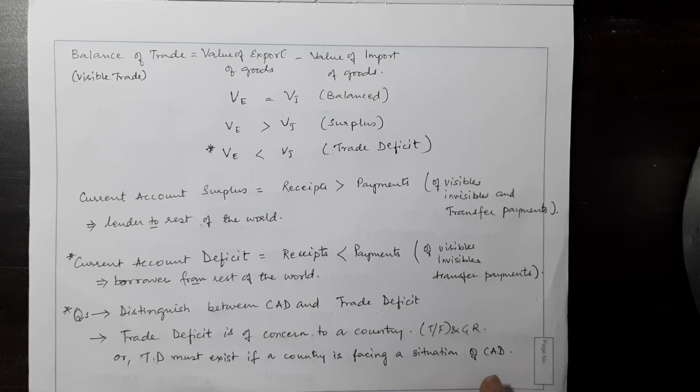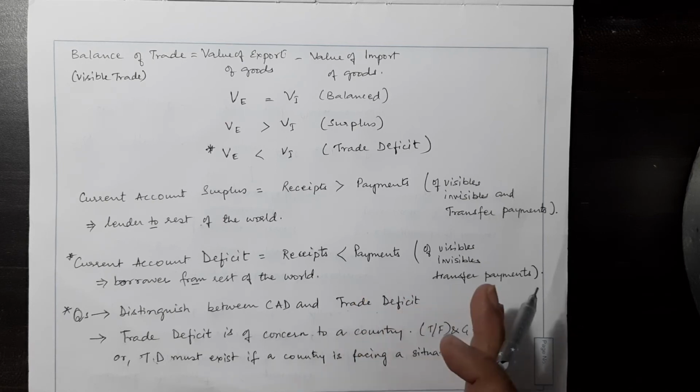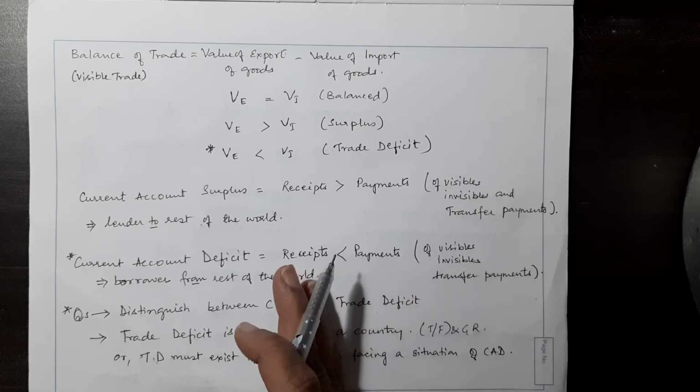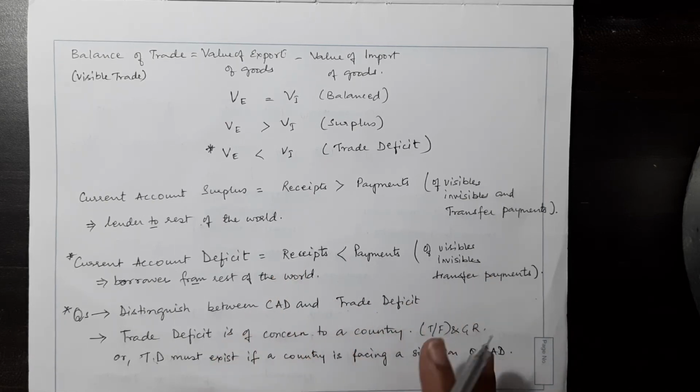Okay, so here also we need to write that current account deficit is a broader concept, and current account deficit occurs when foreign exchange payments on account of the visible, invisible, current transfers are in excess. That means it is more than the receipts.